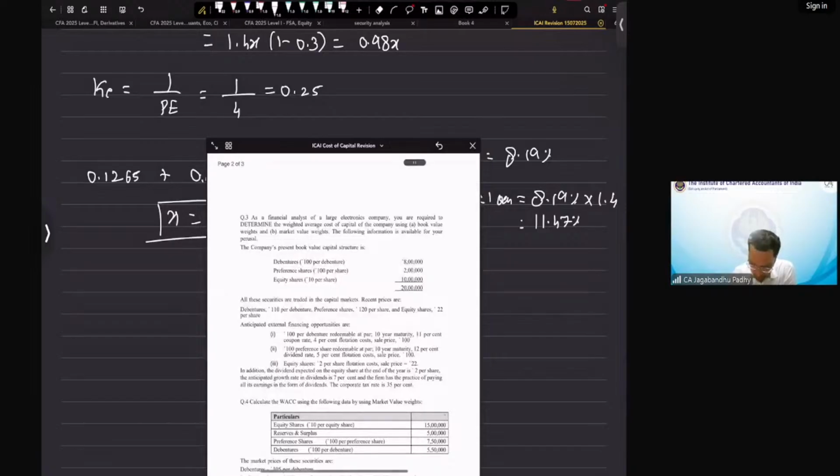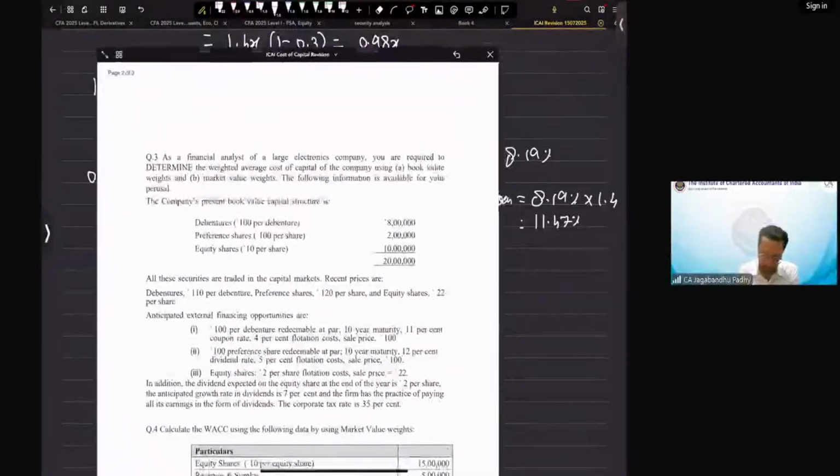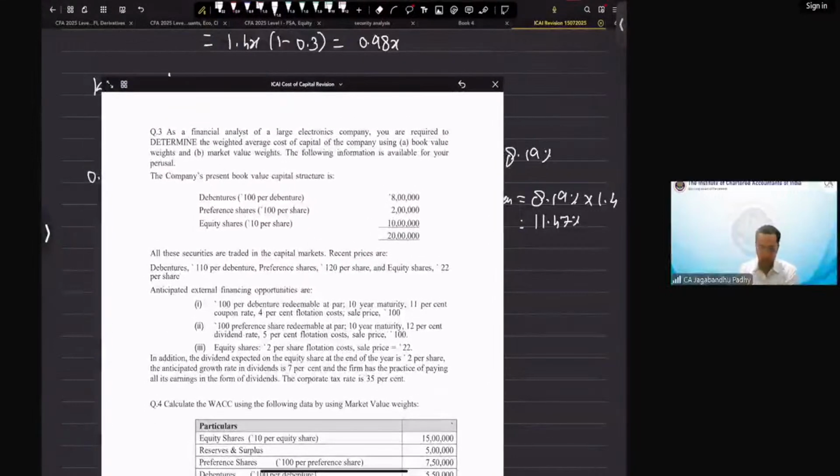Now coming to question number 3. As a financial analyst of a large electronics company, you are required to determine the weighted average cost of capital of the company using book value weights and market value weights. The following information is available for your perusal. The company's present book value capital structure is 8 lakh, 2 lakh, and 10 lakh of debentures, preference share, and equity. All securities are traded in the market, and recent prices are given to us.